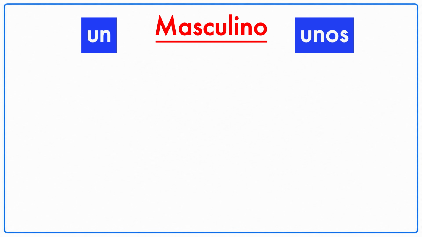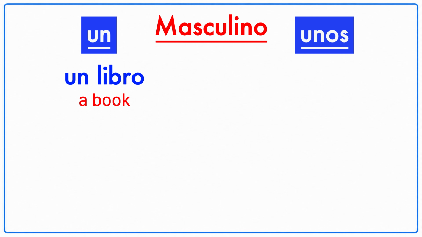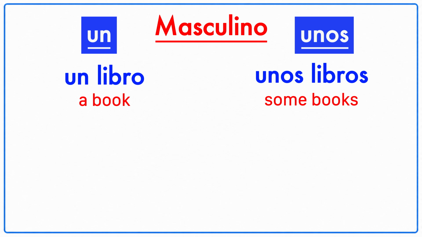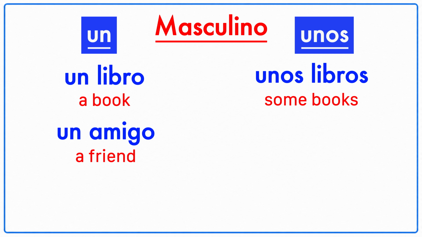For singular masculine nouns, we will use un, and we can make them plural by using unos. For example, un libro. Un libro, a book. The plural would be unos libros. Unos libros, some books. Un amigo.